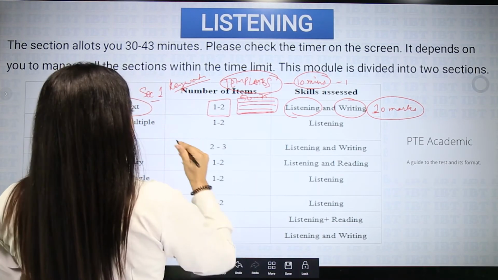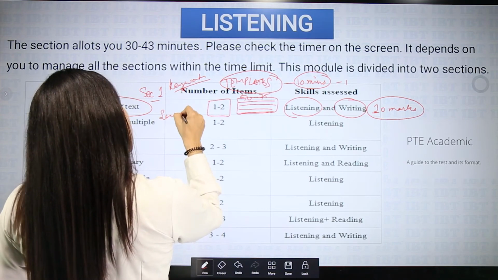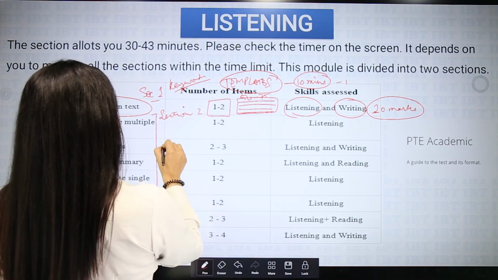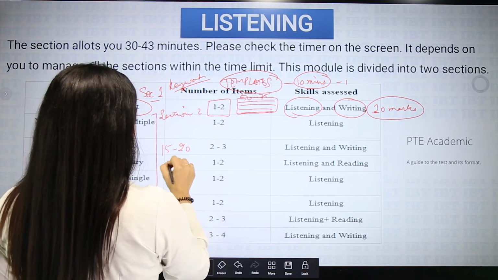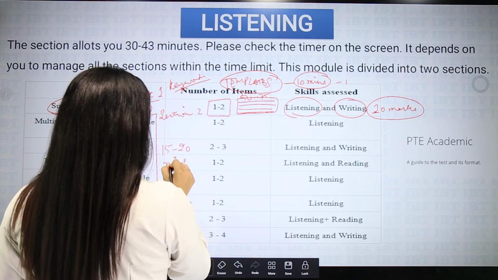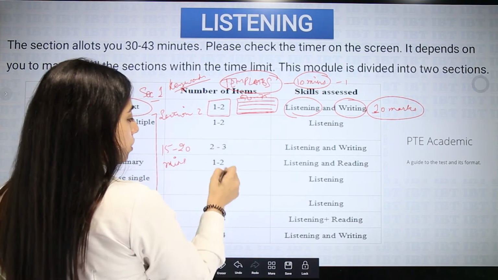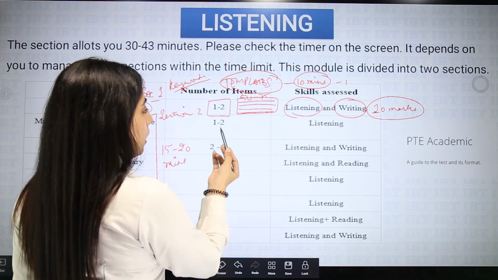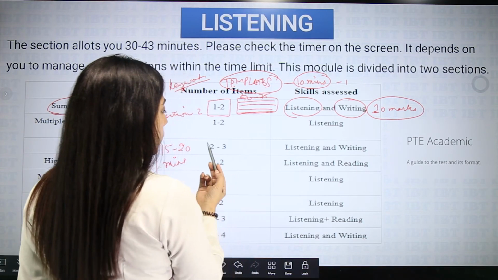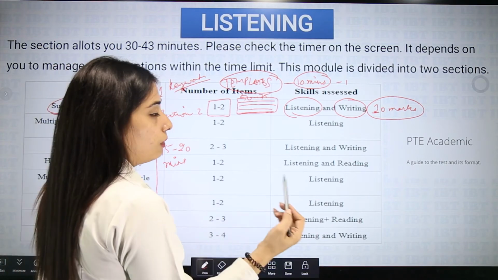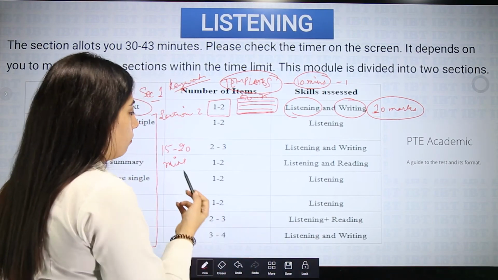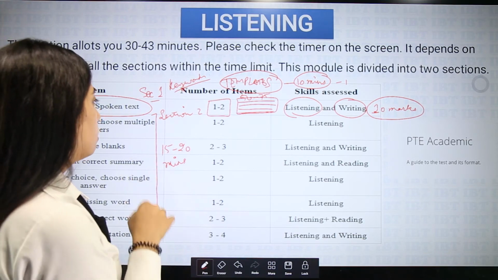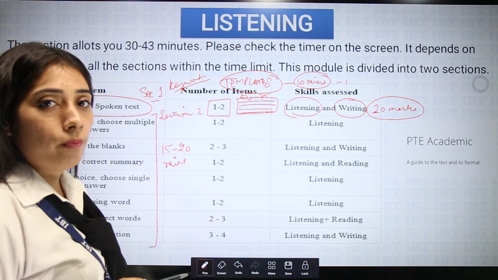Then after that your section 2 starts, wherein you have to attempt these 7 questions in total 15 to 20 minutes depending upon your question range. Like however the question range is mentioned here, accordingly there could be chances maybe you get only 1 or you get 2, you get 2 fill in the blanks or maybe 3 fill in the blanks. According to that the time will be separated and you have to attempt these particular questions in one go, right?